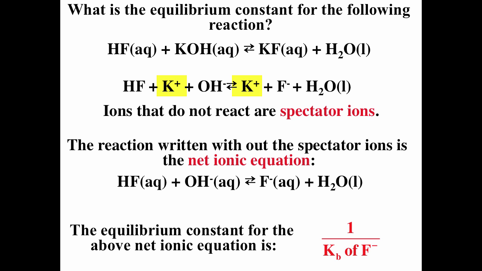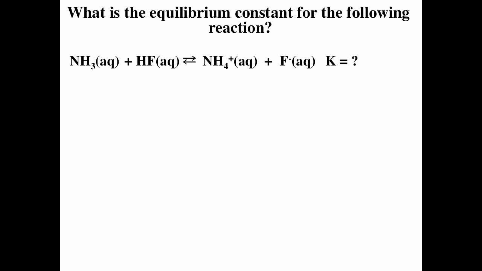We can look at something a little bit harder. And so what is the equilibrium constant for this reaction? Now, I don't see any way of breaking up. Ammonia is a weak base, so it doesn't break up. HF, a weak acid, doesn't break up. Ammonium ion, weak acid, doesn't break up. And then I have the fluoride ions. And so we're not going to do the net ionic equation in this case.